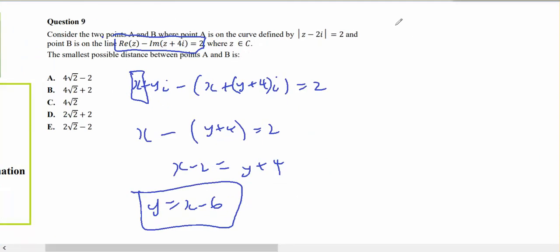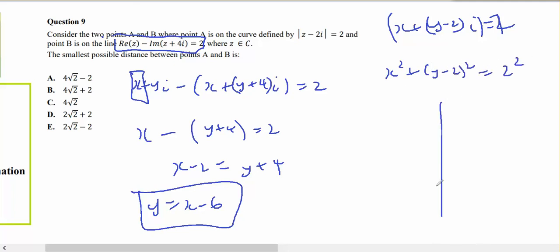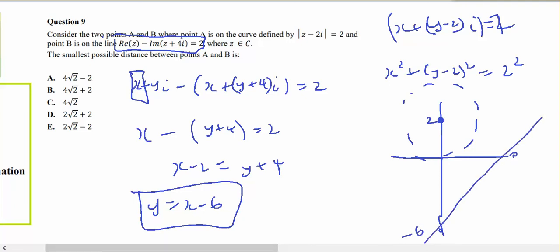Looking at the circle, I've got x plus y minus 2i equals 2. Therefore, x squared plus (y minus 2) squared equals 2 squared. So it's a circle centered at 2 with a radius of 2. And this is a straight line down here at -6 with a gradient of 1. And I'm looking for that distance there where that cuts the circle at a right angle.